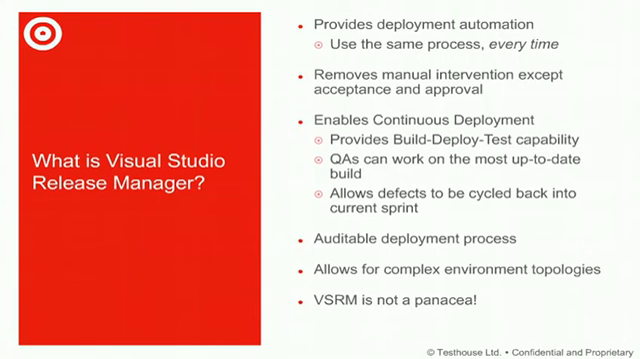It enables continuous deployment with a build, deploy, test capability, and means that QA can work on the most up-to-date builds, and it allows defects to be cycled back into the current sprint, simply because the QAs are working on the most up-to-date build. They can put the defects into triage, and they can be fed back in. There's an auditable deployment process. It allows for complex environment topologies.